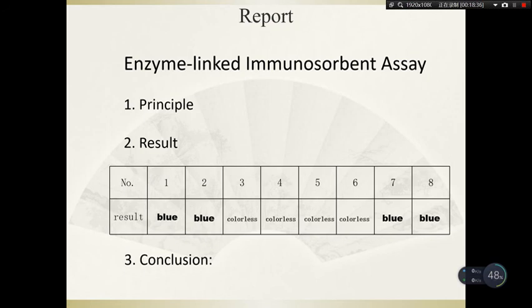And because the test is intended to detect the presence of hepatitis B surface antigen, the conclusion we can say is that the hepatitis B surface antigen test is positive.